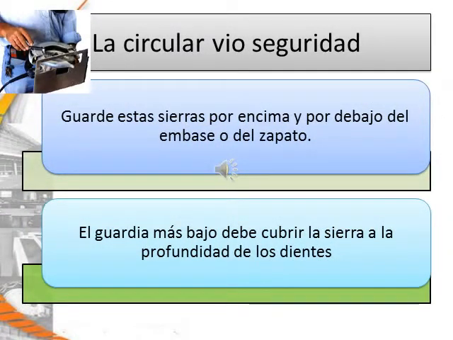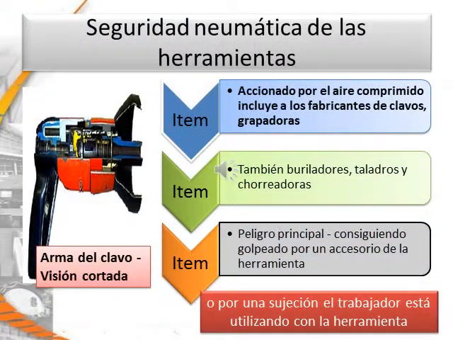Circular saw safety. Guard these saws above and below the base plate or the shoe, with the lower guard covering the saw to the depth of the teeth. Pneumatic tool safety. Powered by compressed air, they include nailers and staplers, as well as chippers, drills, and sanders. The main hazard is getting hit by a tool attachment or by a fastener that the worker is using with the tool.